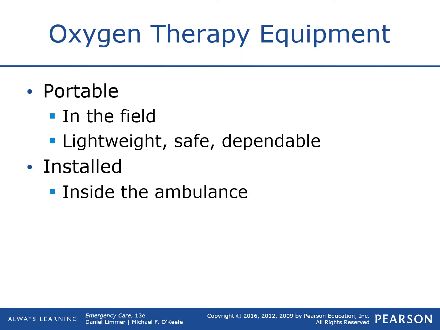So in terms of how we carry oxygen, we have two different main ways of carrying oxygen. We have what are called portable tanks. Usually these are D-sized tanks. Oxygen tanks are measured in letters. The further down the alphabet you get, the bigger the tank it is. So a D tank is smaller than an M tank. Portable tanks are usually D-sized. We'll see a picture in the next slide.